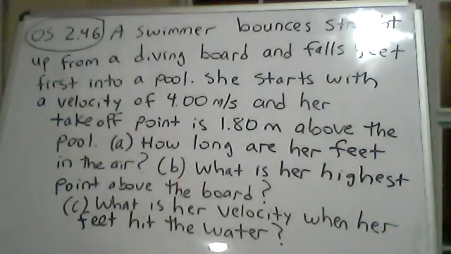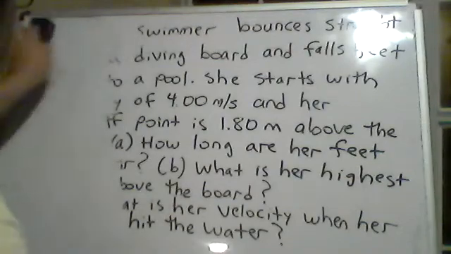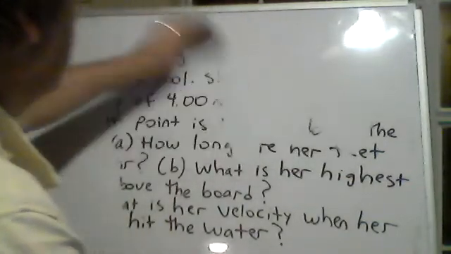So a swimmer bounces straight up from a diving board and falls feet first into a pool. She starts with a velocity of 4.00 meters per second. Her takeoff point is 1.80 meters above the pool. A, how long are her feet in the air? B, what is her highest point above the board? C, what is her velocity when her feet hit the water? Okay, all of that. So I hope you have that copied down. I'm going to erase it all so I can actually do the problem. All right, so again, there it is. That's the problem. Now let's go do it.